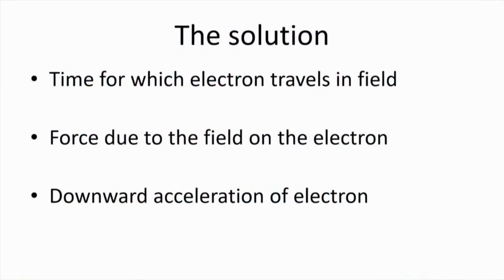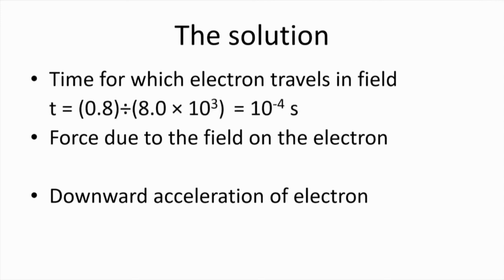So in the solution, if we need to determine how far down it goes, first of all, we need to determine the time for which it travels in the field, and then we're going to determine the force due to the field on the electron and the downward acceleration of the electron. Now, the electron travels a distance of 0.8 meters in the field at a particular velocity. And so we know that time is equal to distance over velocity.